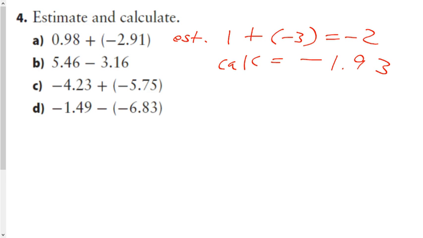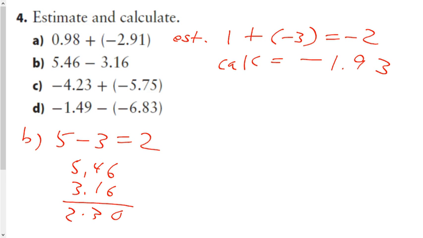For the second question, B, we're going to round it to 5, take away 3, which of course everybody knows is 2. That's my estimation. Since this is actually a grade 4 question, everybody didn't need to jump to their calculator right away. You can just take 5.46, subtract 3.16, and you get 2.30. So this is the estimation, and your calculation is 2.3. That's as easy as it gets, that one.